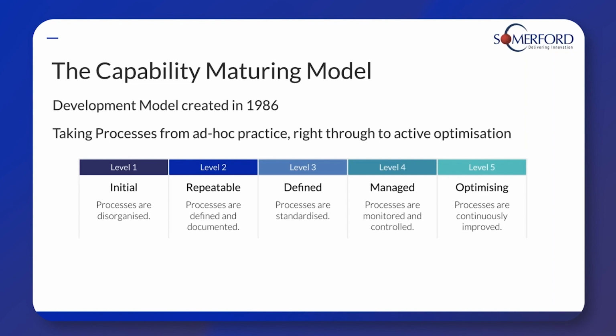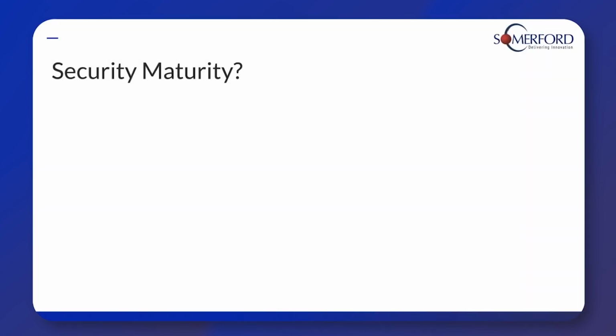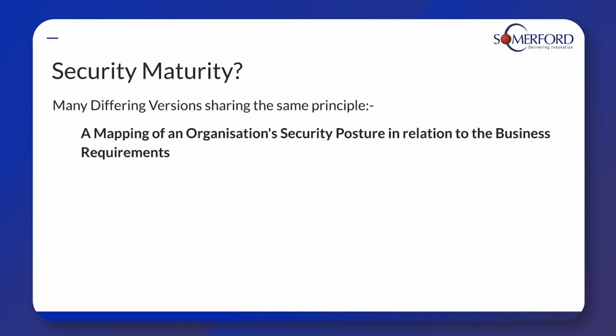Okay, so we're going to start looking at the first couple of levels here. So let's take a look at security maturity and how this is different. Well, there are a lot of different versions of security maturity out there, and they all seem to share the same principle. And that really is mapping an organization's security posture, so where they are in relation to their business requirements.